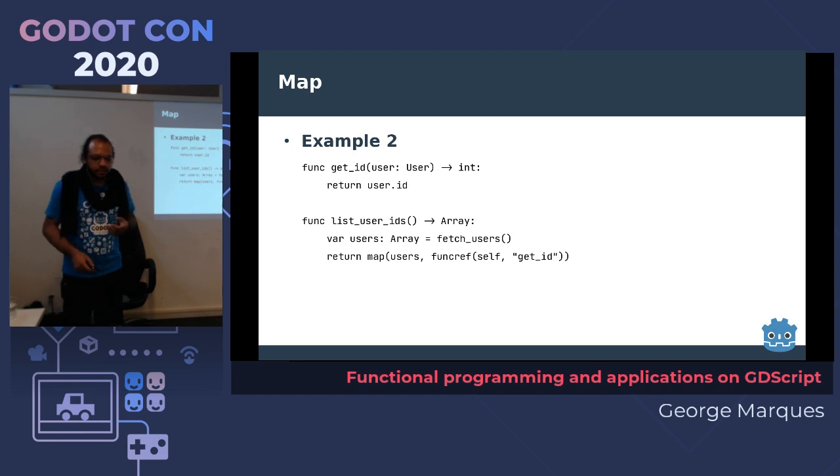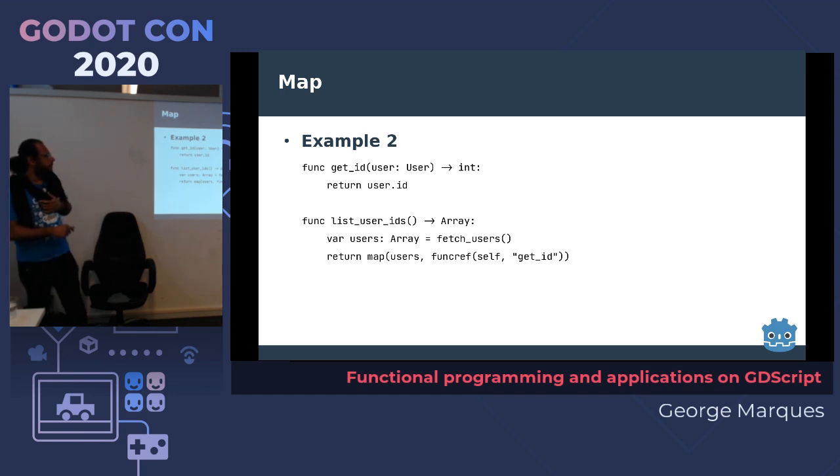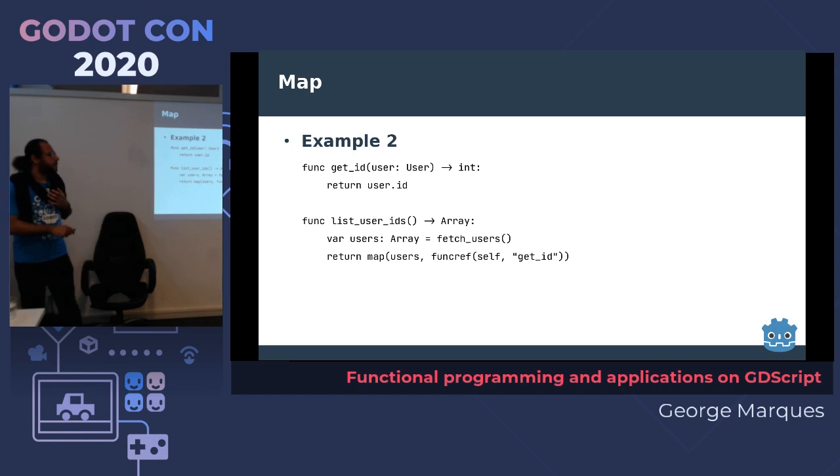Another example is, for instance, you have a function that gets the ID of the user. So for an array of users, you can make an array of just the IDs of these users. You can also do other properties. Maybe I just want the array of all the names. So you already have the array of users, you map with the getName function, and then you have an array of names of users. It's a similar idea over here.